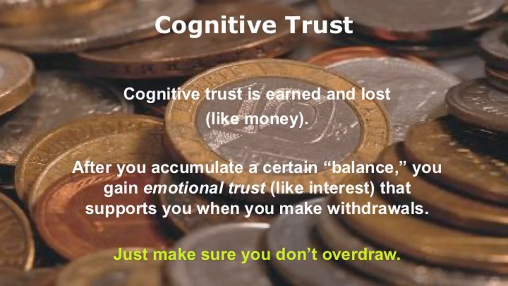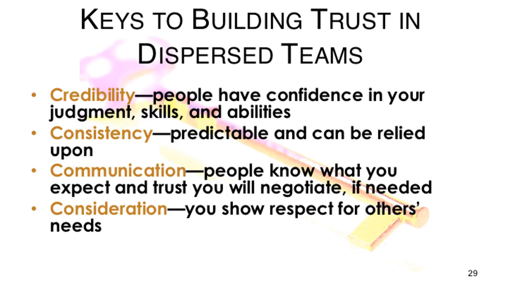And I'll talk more about that in just a moment. Here are what I call the 4 C's of building cognitive trust. Credibility means that people perceive you as having expertise to deliver what's needed. People trust your judgment and your knowledge.